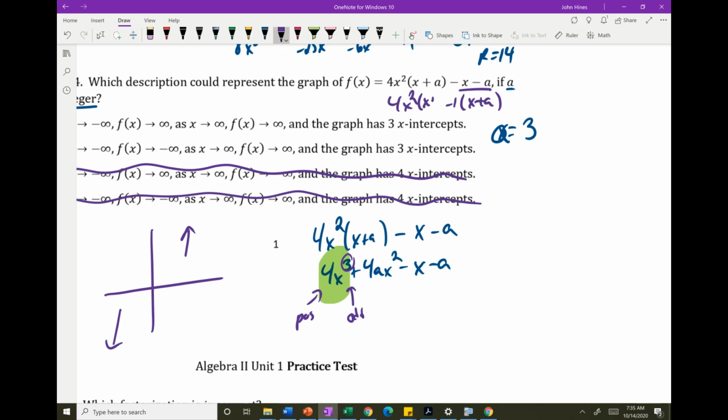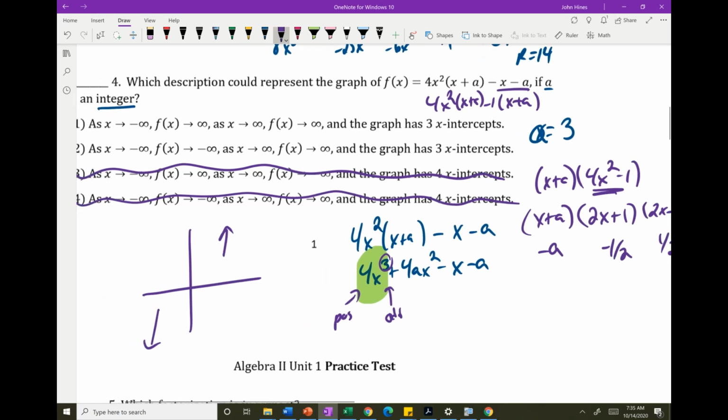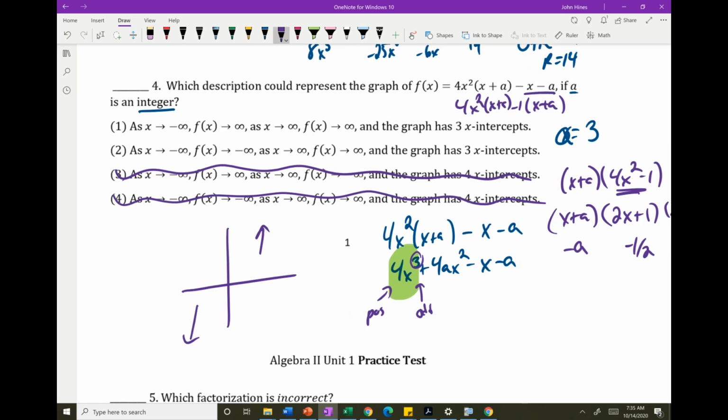because I kind of started grouping it for you, if you finish grouping this, you should be able to realize your factors are x plus a, and then 4x squared minus 1, but that's the difference of squares there. 2x plus 1, 2x minus 1. You'll notice you'll have 3 x-intercepts of negative a, negative 1/2, and positive 1/2. Those are all your zeros. But I only have 3 of them because it's a third degree polynomial.